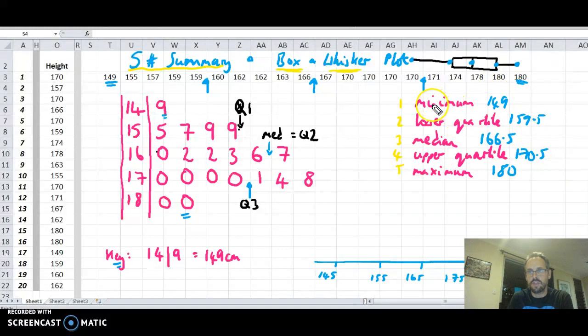So if we draw that now, the minimum would be at 149. There's 150, so 149 would be about there. The lower quartile at 159.5, which is about there. The median 166.5, which is, I would say, there. Upper quartile 170.5, just over there. And the maximum 180, which is there. Then when we draw it, we draw the box first. And then the whiskers second.